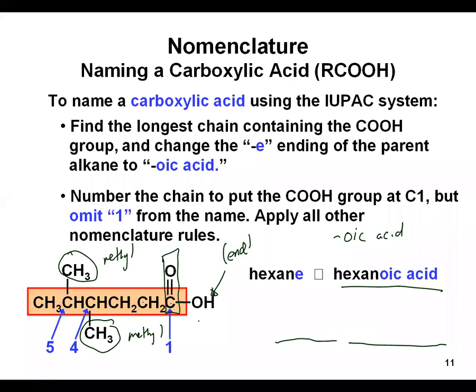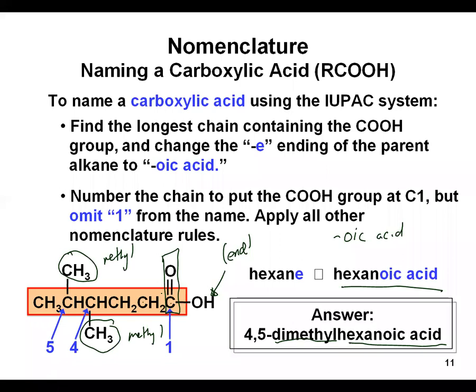Now, in terms of numbering, because this guy is going to be carbon number 1, like it shows here, this would be carbon 2, this would be carbon 3, this would be carbon 4, this would be carbon 5, and carbon 6. So the carboxylic acid group gets the priority in terms of numbering. And that, as you can see, means that we have a methyl group at carbon number 4 and a methyl group at carbon number 5. So again, putting all that together gives us 4,5-dimethyl hexanoic acid. Any questions on that name there?